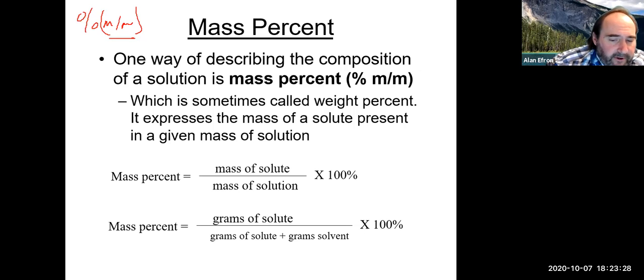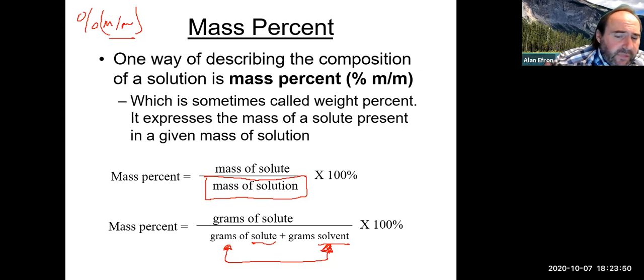Now, the important part in this guy is actually the bottom one, because the mass of the solution is made up of two things. It's made up of the solute, which is the smaller part, and the solvent. And it's very common in these type of problems that you are given this information separate from each other. So you do want to make sure that you add those together.